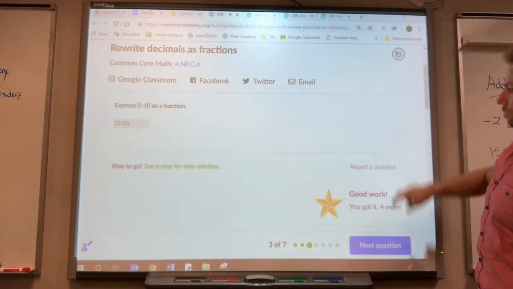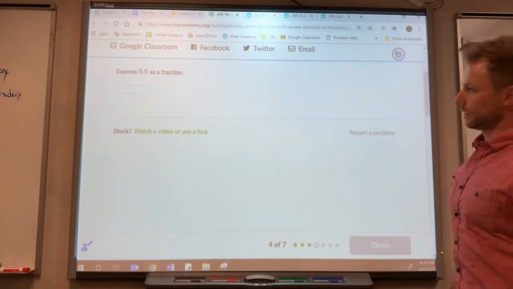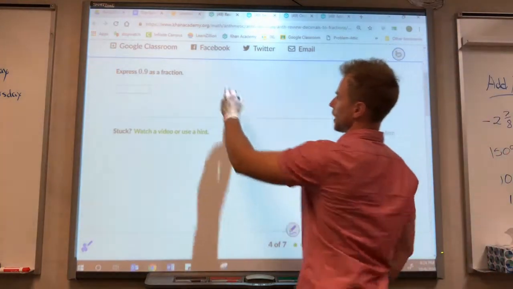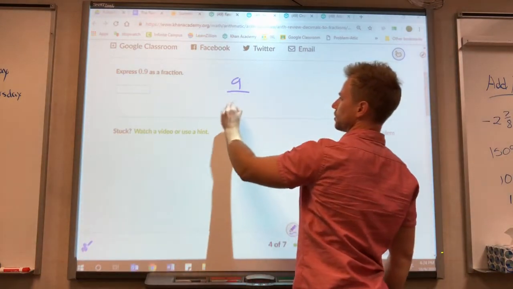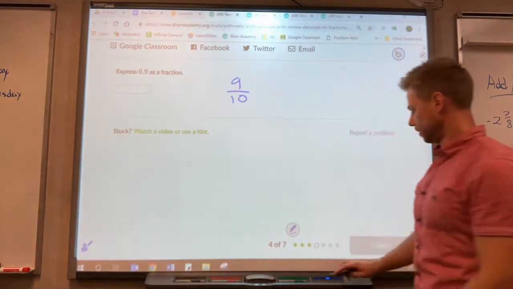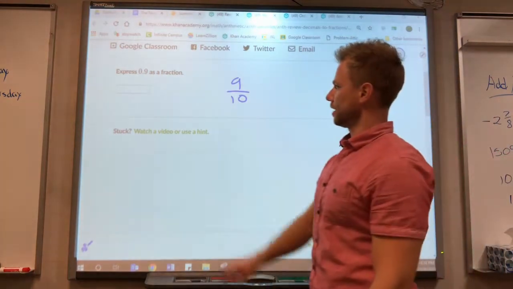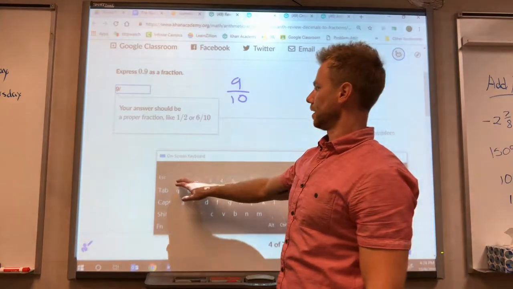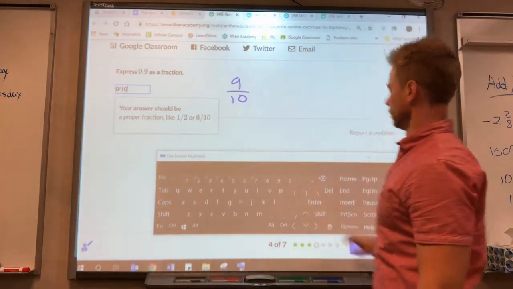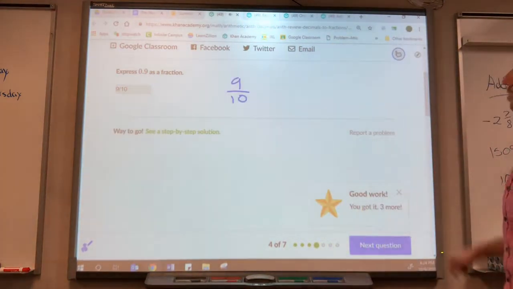And let's look at one more. Okay, we have 0.9 as a fraction, so 9 goes in the numerator. There's 1 number behind the decimal, so we put 1 zero. That simply turns into 9/10. We can't reduce that. Nothing goes into 9 and 10 except for 1. So that's reduced as much as possible.